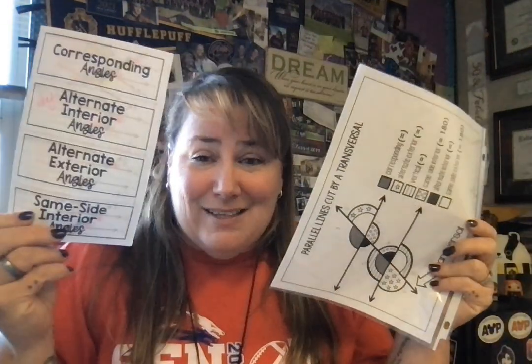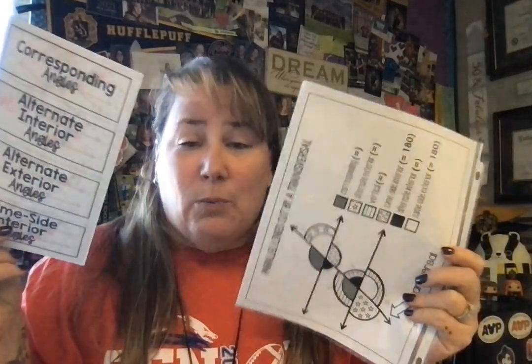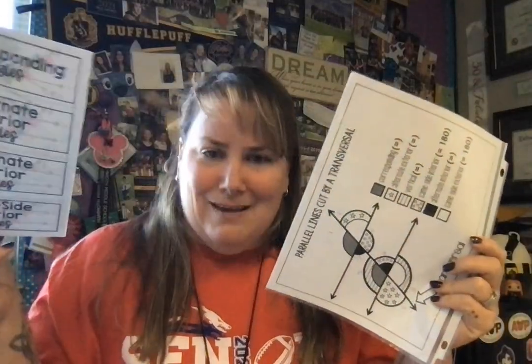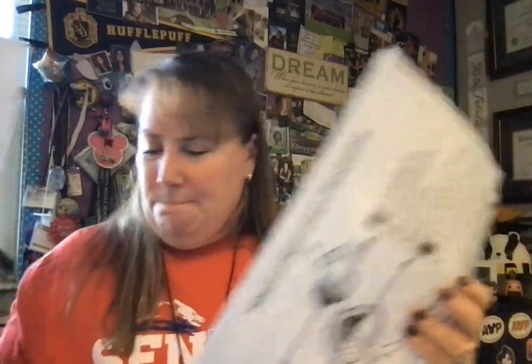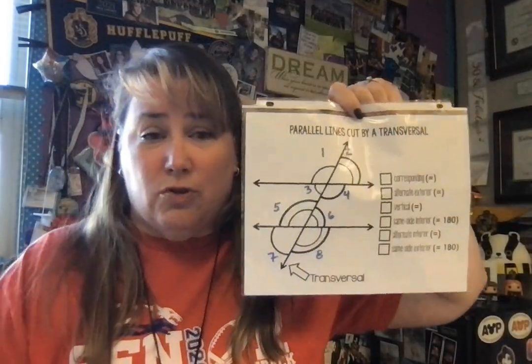So I'm going to be referring back to this guy and this guy. So make sure you have these out. So if you don't have these out just yet, hit pause, go find them, get them back out. And when you have them back out, then hit play again, okay? Okay, so on this guy, this is where you first got introduced to a transversal.